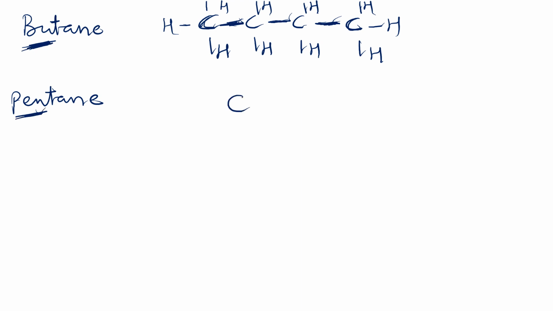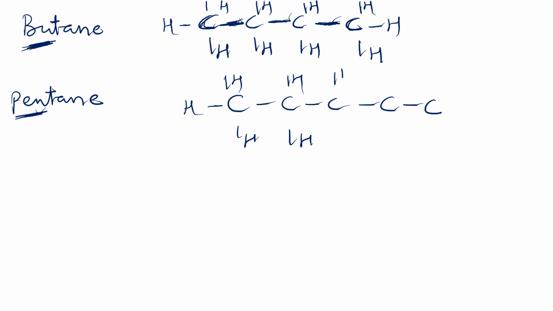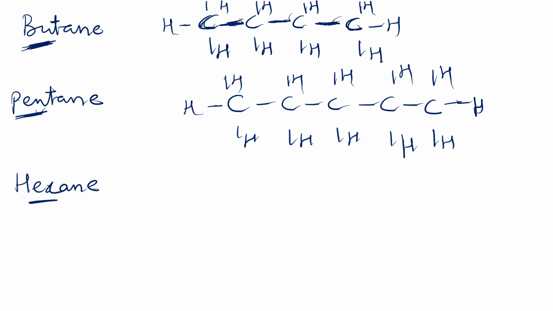Pent means 5. So first of all, you just write 5 carbon atoms this way and then put hydrogens. This becomes very easy, and we call these formulas the structural formulas of hydrocarbons. Similarly, we have hexane. As the name suggests, hex means 6 carbon. So we will write a long chain of 6 carbon atoms this way, and then we will put hydrogen on each carbon.